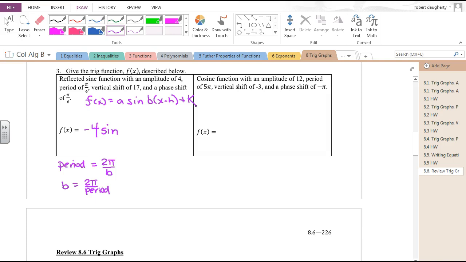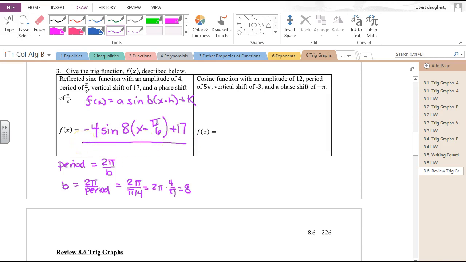So in this case, the period is pi over 4, so b is equal to 2 pi divided by pi over 4, which is just 2 pi times 4 over pi, which is 8. So that tells me that this is 4 times the sine of 8 and a phase shift of pi over 6. So a positive phase shift going to the right, pi over 6. That's x minus pi over 6. And then it has a vertical shift of 17. There we go.